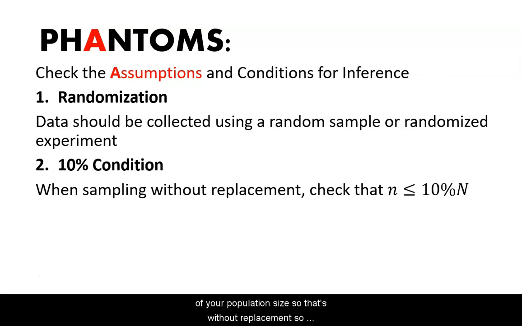So that's without replacement. So if Carrie is rolling her die, you don't need to check the 10% condition because every time you roll a die, you're sampling with replacement because every number has a chance of coming up again. If you are sampling from a big population and you're not allowing for repeats, that's when you need to check that 10%. And if you happen to be in a problem dealing with an experiment, if you have random assignment, that's not the same as random sampling. So you wouldn't need to check it in that case.